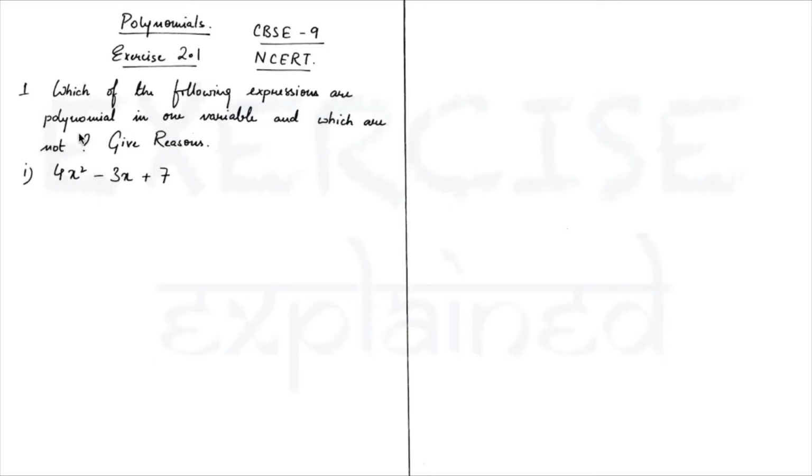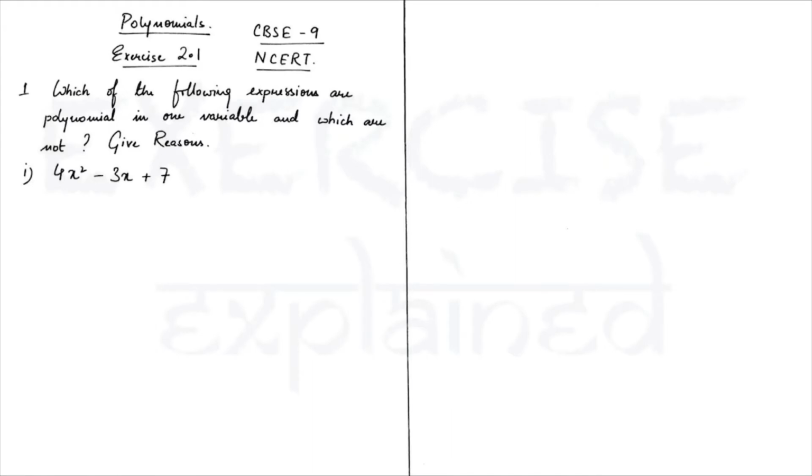Today we will be doing the first exercise of polynomials. So let's start with it. Which of the following expressions are polynomial in one variable and which are not? Give reasons. We just need to see this over here. There's only x, so this will be a polynomial in one variable. If we have more than one variable, we'll just write it over. So as of now, you can see this one has only x as a variable. So this is going to be a polynomial of one variable.